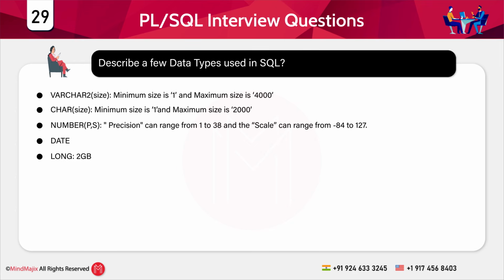After this, you have the number, and for number, you have to specify P and S. P stands for precision and its range is 1 to 38, and S stands for scale, which can range from -84 to 127. After this, you have the date, which is again a data type. Then you also have a long, and its size is 2 GB. Similarly, you have clob, whose size is 4 GB. Then you have the raw, whose maximum size is 2000. Then you also have long raw, whose size is 2 GB, and so on.